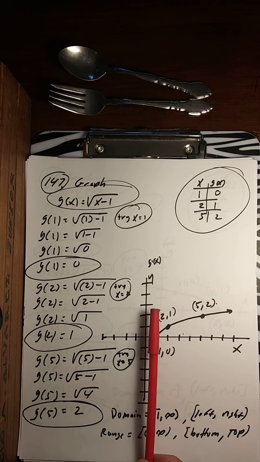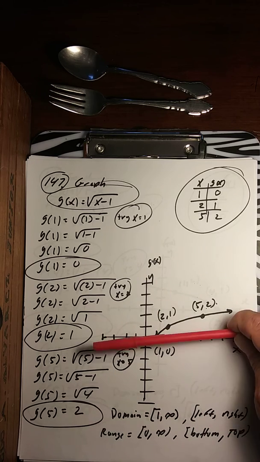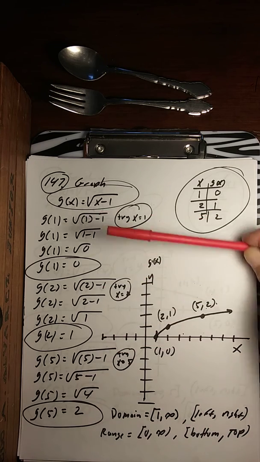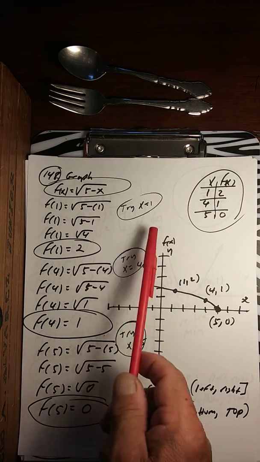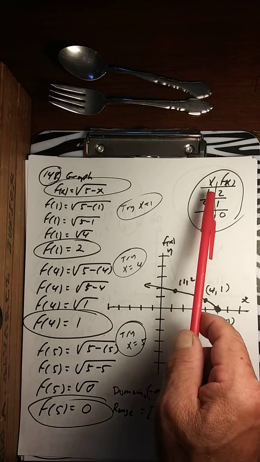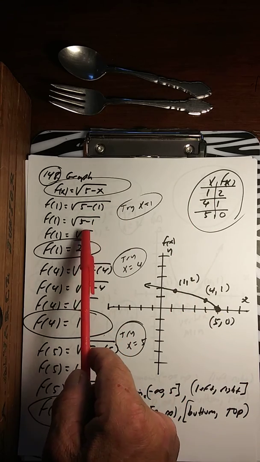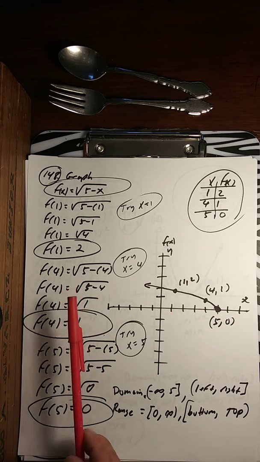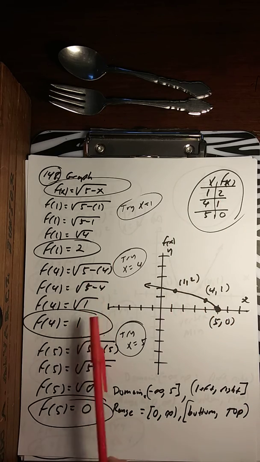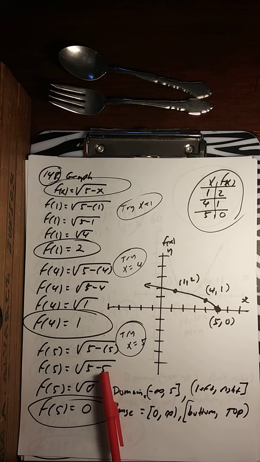Domain from 1 to infinity, and the range is from 0 up to infinity. This one, graphs is, I'm going to give you some numbers to put in there. 1, 4, 5. So 1 goes in there, so that's going to be square root of 4 is 2. 4, so 5 minus 4 is 1, square root of 1 is 1, and then 5 minus 5 is 0, square root of 0 is 0.